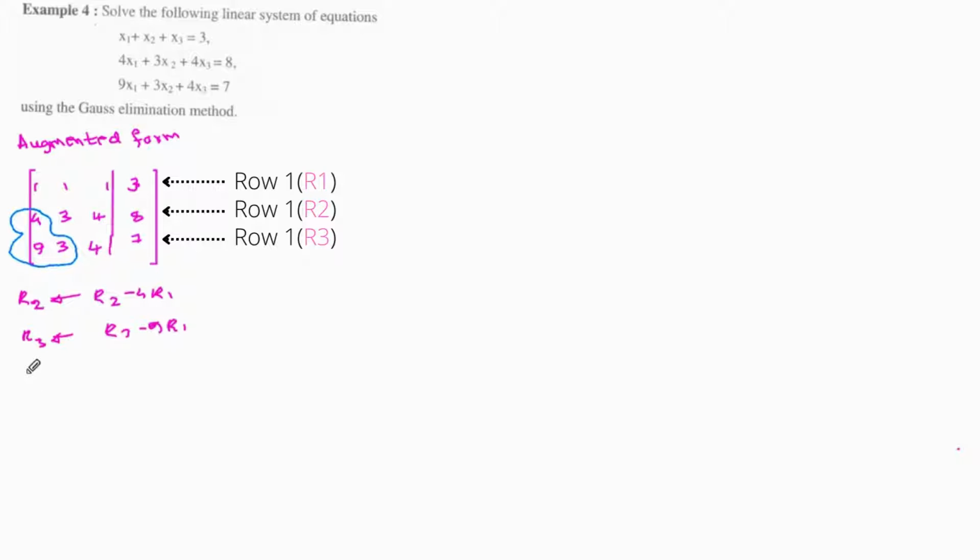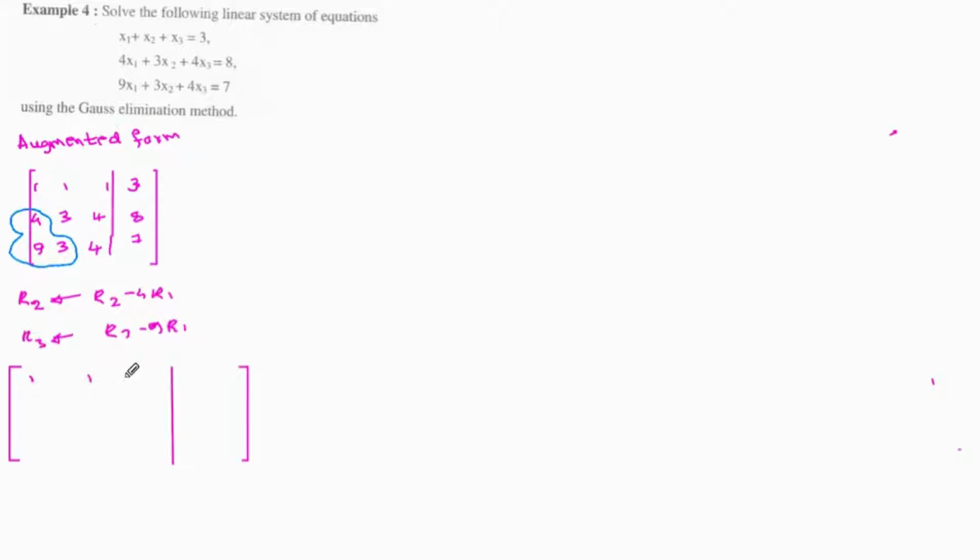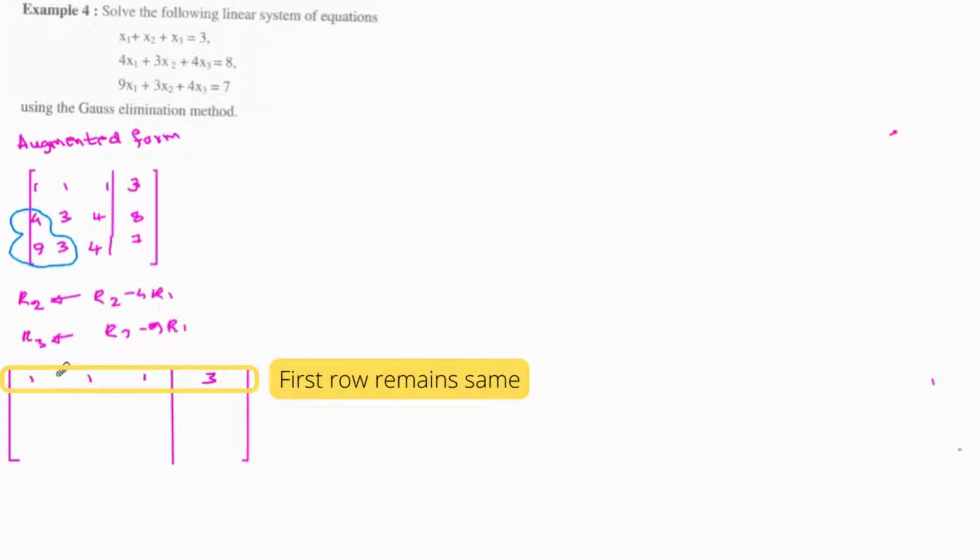This is the operation. I will write that quickly. The first row will remain the same: 1, 1, 1 and 3. R2 equal to 4 minus 4 times 1. In the same way, 3 minus 4 times 1, 4 minus 4 times 1, 8 minus 4 times 3. In the same way, you can come to the one below. R3 equal to 9 minus 9 times 1, 3 minus 9 times 1, 4 minus 9 times 1, 7 minus 9 times 3.